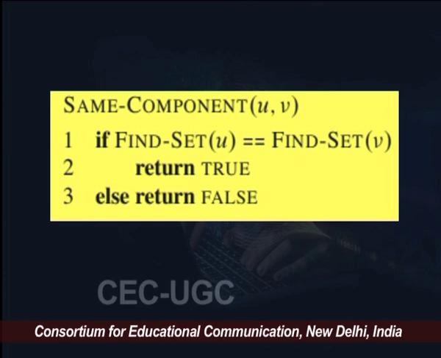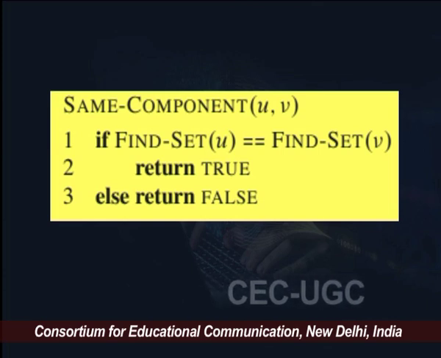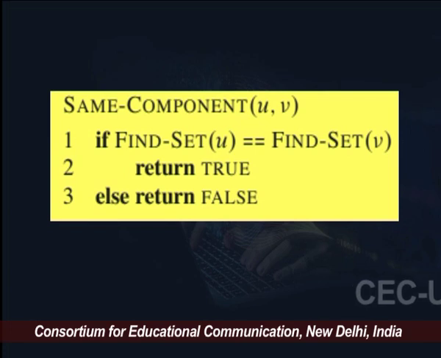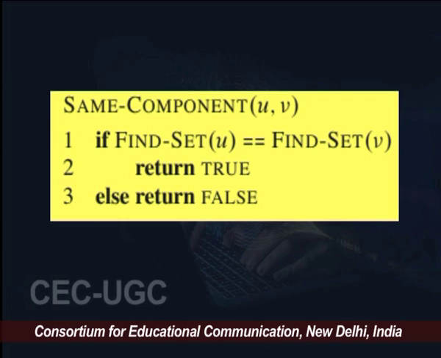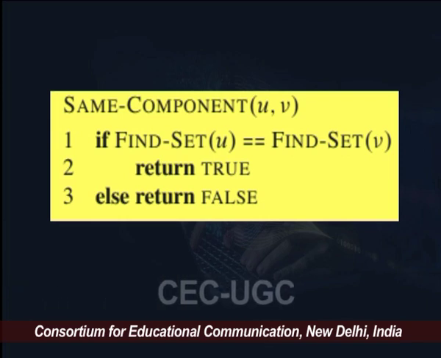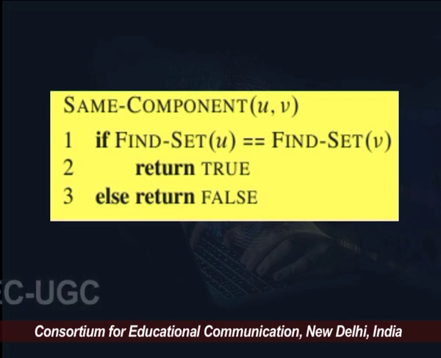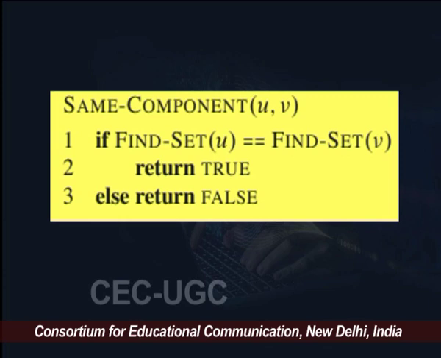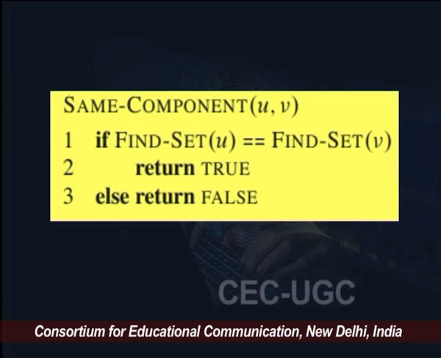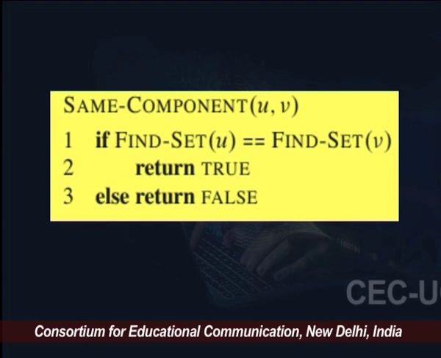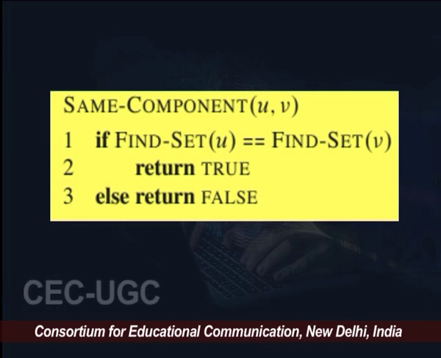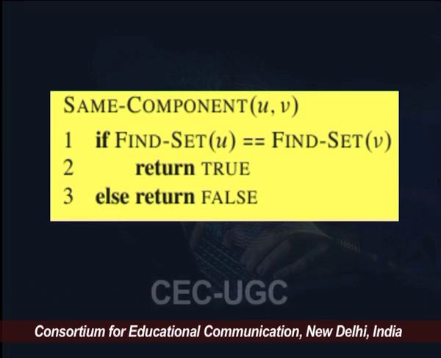Similarly, moving further, if we want to determine the same component u comma v, same component says whether u and v belong to the same component. This is again a simple operation which says if find set of u is equal to find set of v, then it is going to return true. That means the set to which u and v belong is the same, then true, else return false.